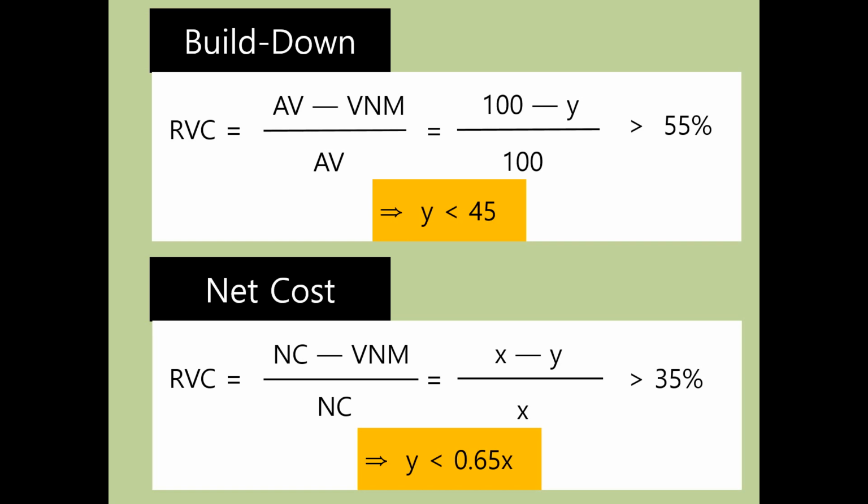We got two results. To satisfy the origin criteria, in the build-down method, Y should be less than 45. In the net cost method, Y should be less than 0.65 times X. We will compare the two methods using a graph in the next slide.